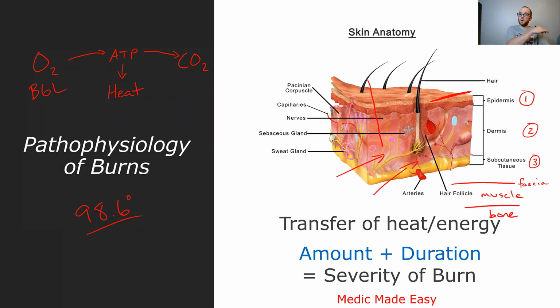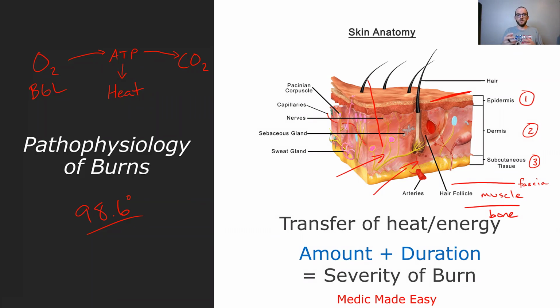It's one of the reasons why in shock, as the problem gets worse and worse, we'll actually go hypothermic. Because as we start having less oxygen in the system, we start making less energy, we start making less heat internally. So we start to go cold as that shock progresses. So heat is a byproduct of cellular metabolism.